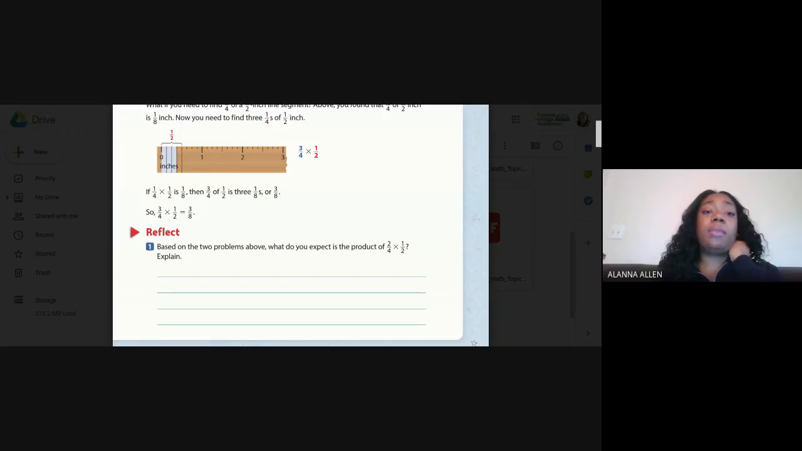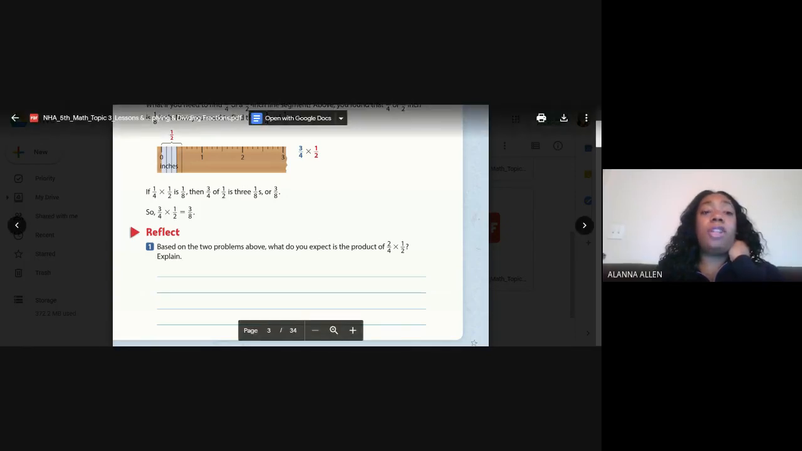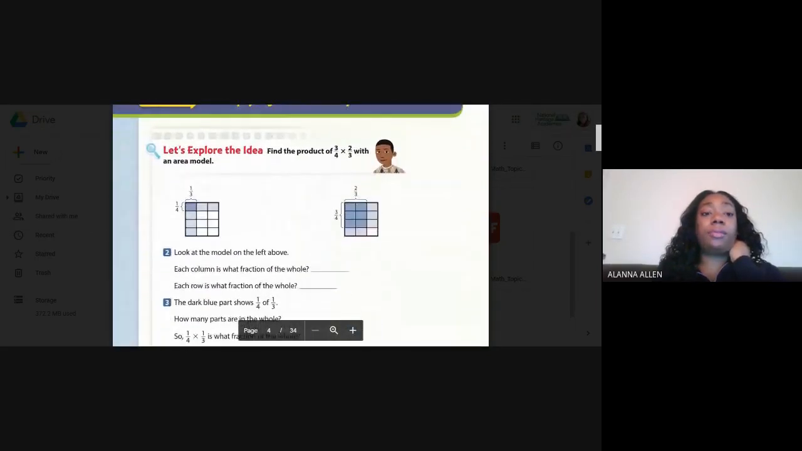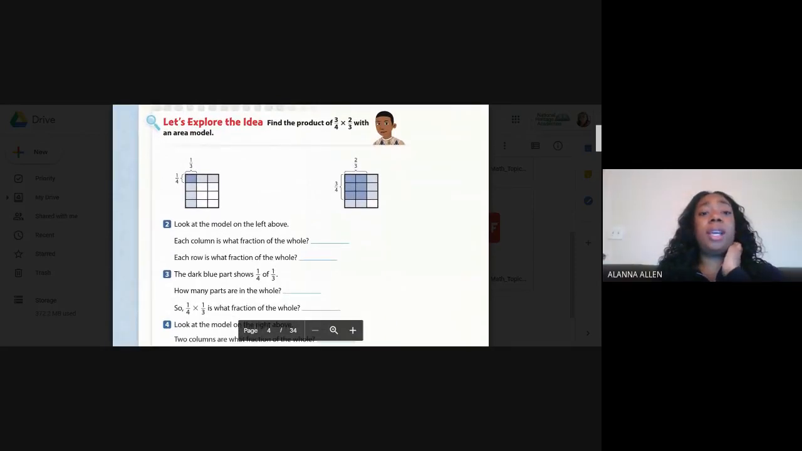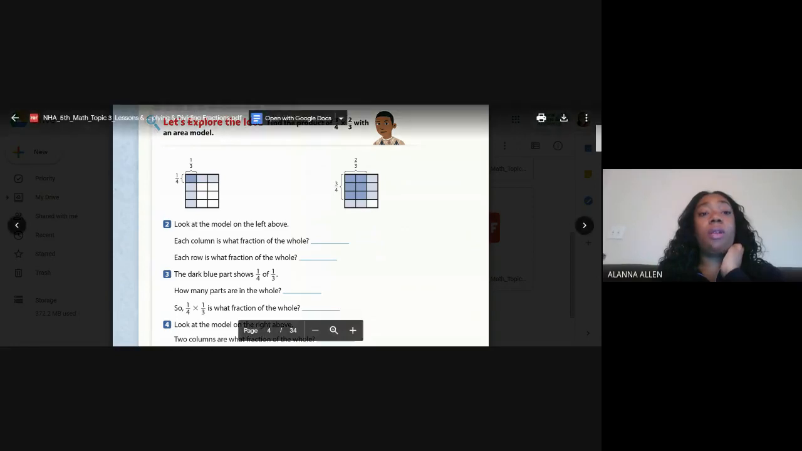Based on the two problems above, what do you expect is the product of 2/4 times 1/2? Explain. So I want you to take all the information we learned and explain. Now, you're essentially doing the same things here. So 1/4 times 1/3, okay? So you got 4 this way and 3 this way. Look at the model on the left above. Each column is what fraction of the whole? So what fraction of the whole is colored?